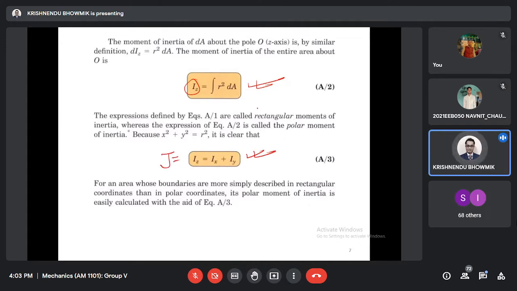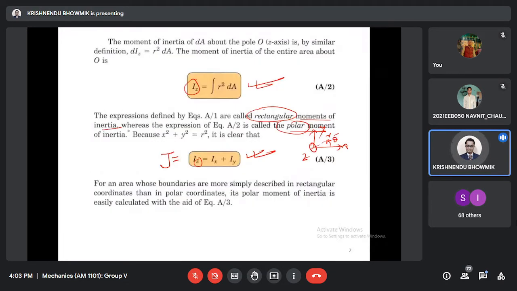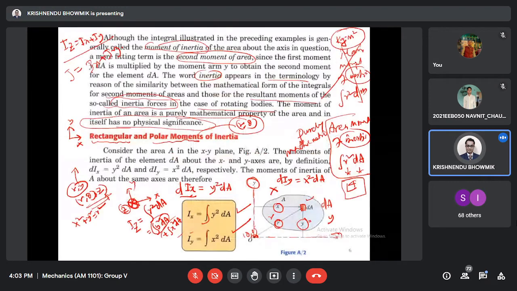So Ix and Iy are rectangular moments of inertia and J is the polar moment of inertia, because for the z axis, as I told, we have x, y, this is the z axis and this distance was r. Obviously it is involved with some theta you can consider. So r theta z. Okay. Now we understood that yes, we can have some elemental area and we can write Ix equal to some expression, Iy equal to some expression, Iz or J equal to some expression.